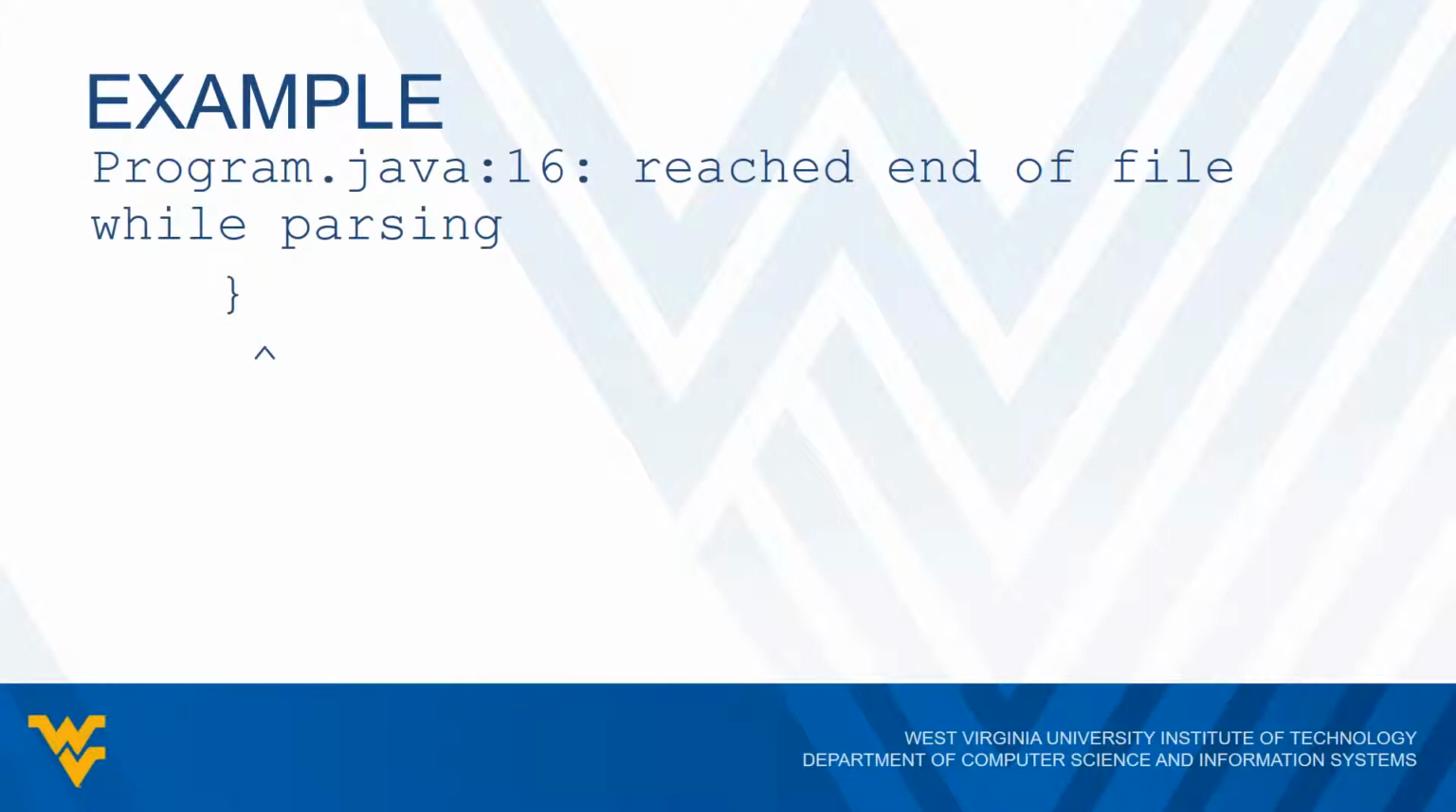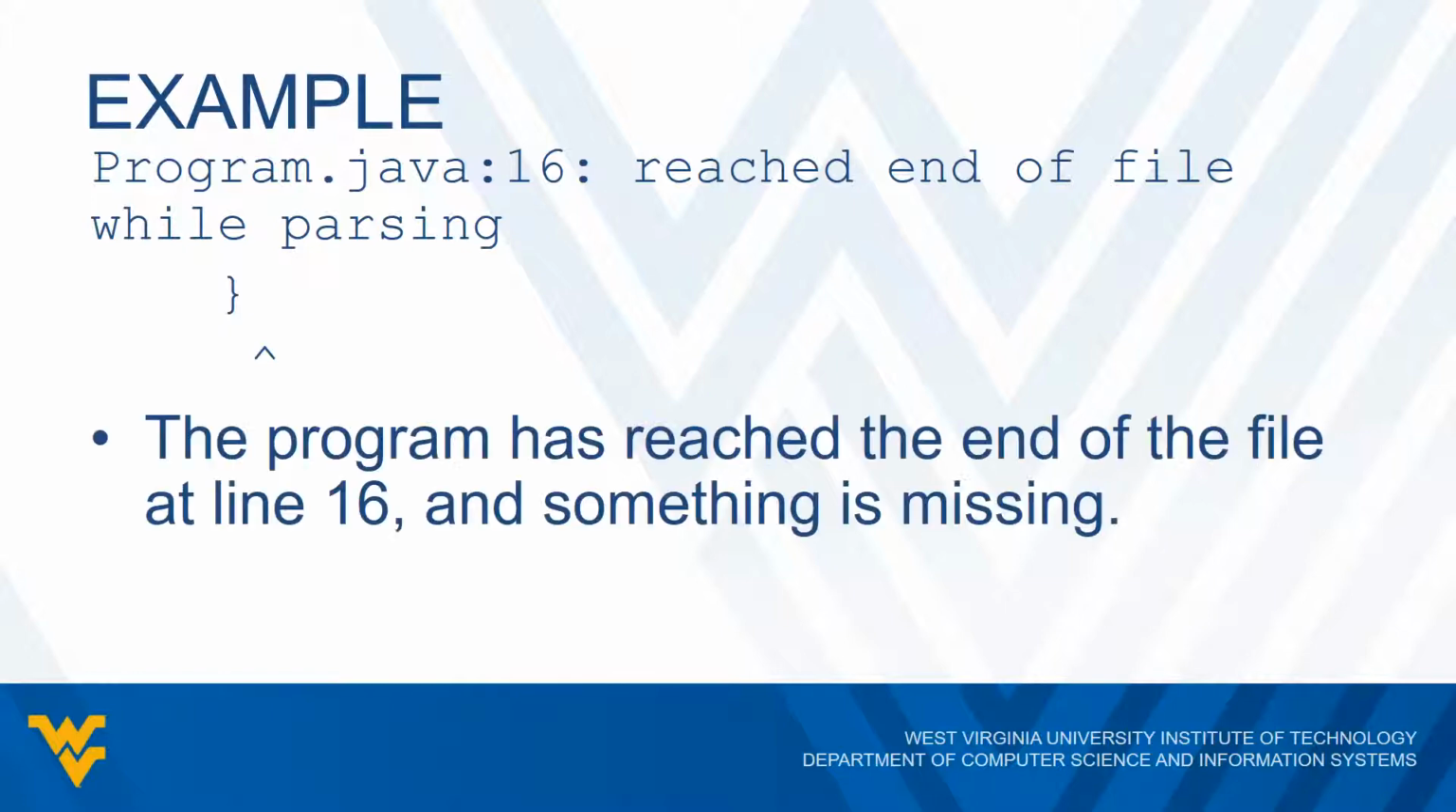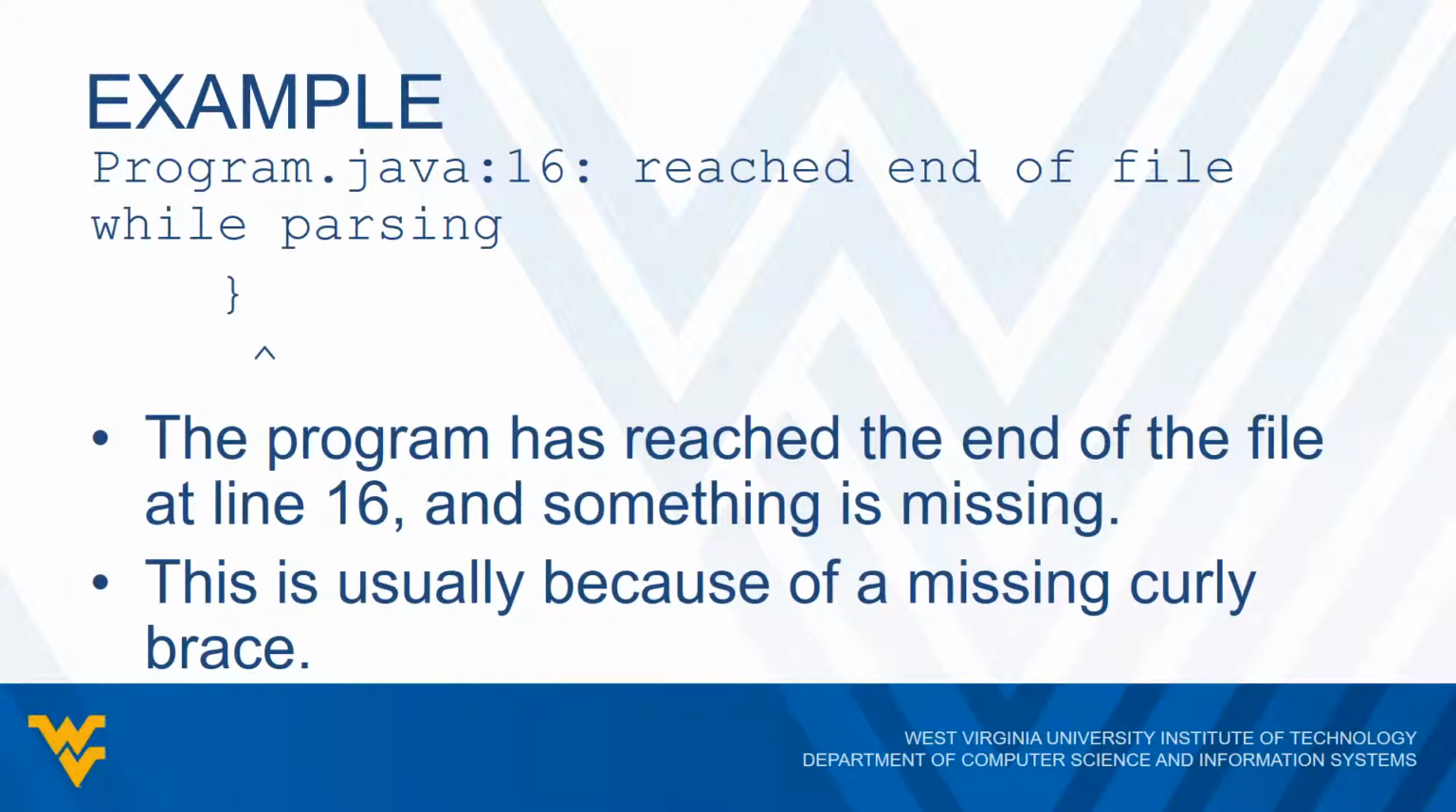Let's take a look at another error message. So here we have program.java 16, reach end of file while parsing, and then we get a curly brace. Well, this is saying that we've reached the end of the file at line 16, but something is missing. So it recognizes that there's still a bit more to the code that should be there, but it's not there. This normally happens if we're missing a curly brace. So maybe you have a left curly brace somewhere in your program, and it's missing its corresponding right curly brace. It could be with the class, it could be with a method, or maybe something inside of the code. But you're normally missing a curly brace somewhere in your code.